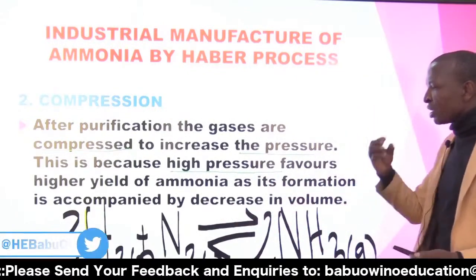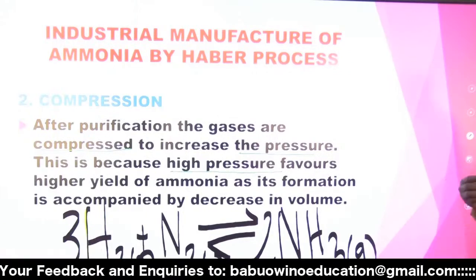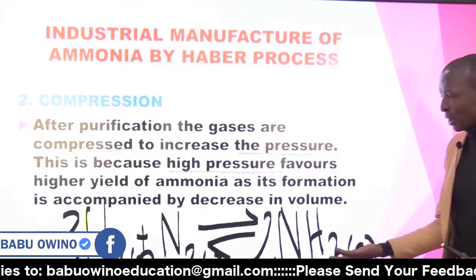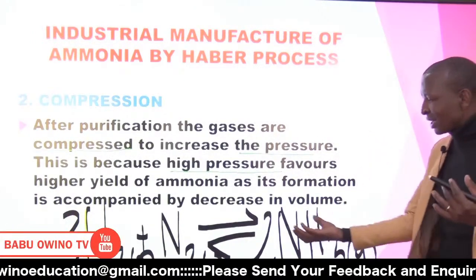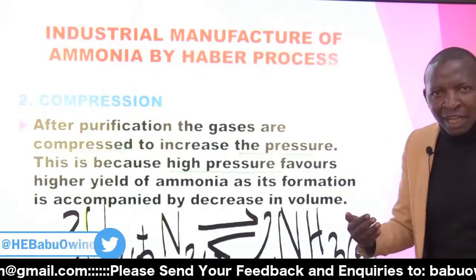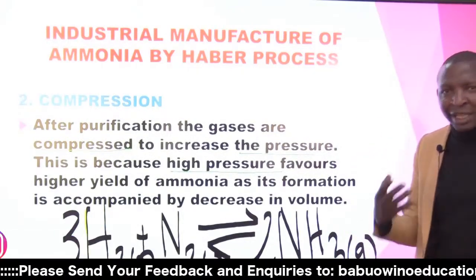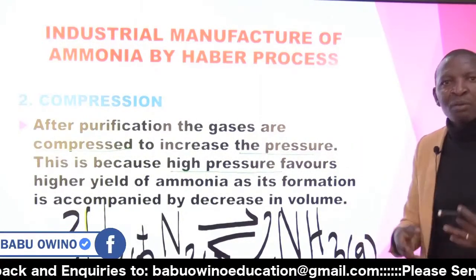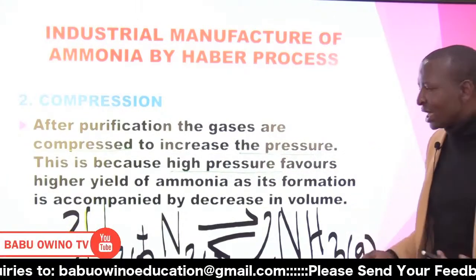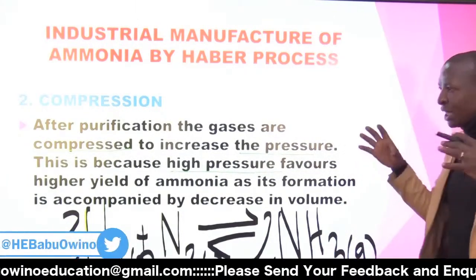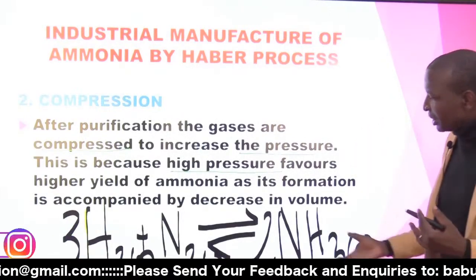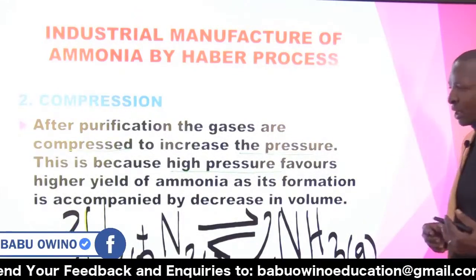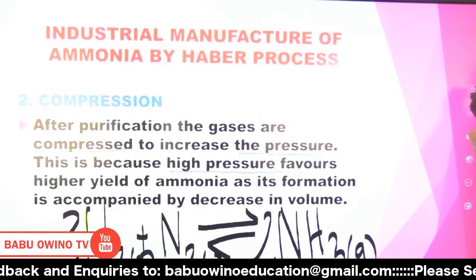Increase in pressure for a reversible reaction will favor the side with lesser volume. So the formation of ammonia is accompanied by a decrease in volume, and is therefore favored by higher pressure, because an increase in pressure for a reversible reaction will favor the less voluminous side. The side with less volume is this one, but as I said, the understanding of this concept will be explained further when we deal with dynamic equilibrium.